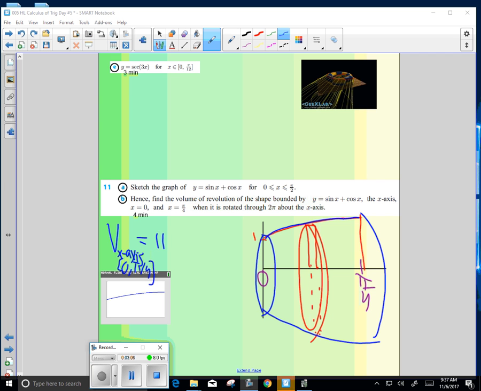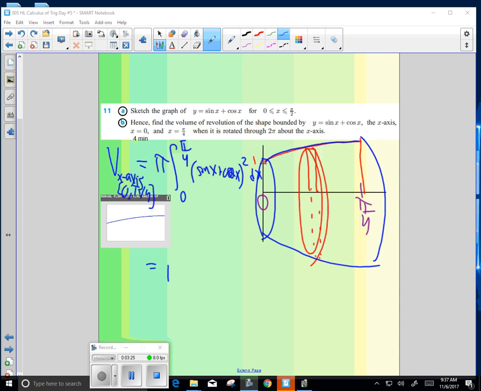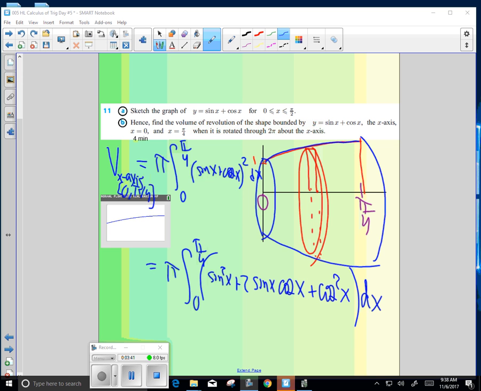So I get pi going from 0 to pi over 4. The function is sine x plus cosine x, and we're squaring that dx. Okay, so this is going to be pi, 0 to pi over 4, of sine squared x plus 2 sine x cosine x plus cosine squared x. That looks horrible. Except something great's going to happen.